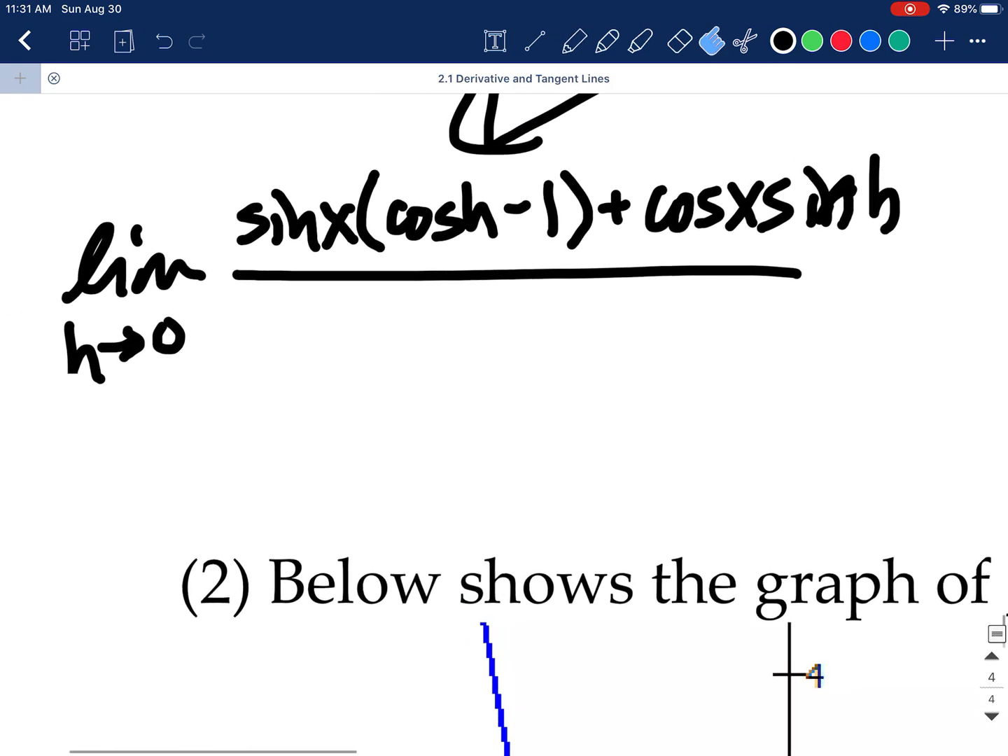Okay, and then this is going to be really nice because it's over h. And what we'll notice here is that we're approaching 0. I've got cos h minus 1 over h, which is that special trig limit for cosine, which will be 0. And I also have sine h over h. So our next step here would be to split the expressions.